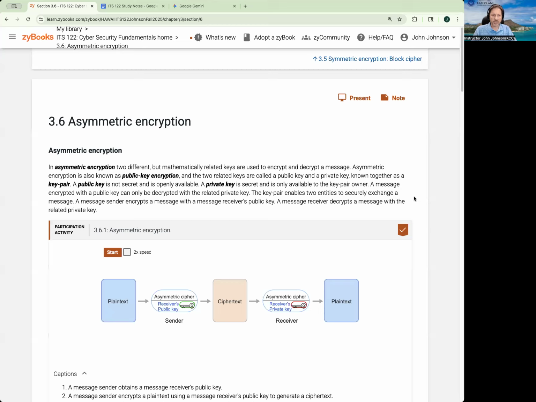Aloha and welcome back. In this video, we're going to be talking about asymmetric encryption. So we're in chapter 3, section 6, and we're going to be talking about a variety of things here. So let's go ahead and open up our textbook. And in our textbook, we're talking about asymmetric encryption.